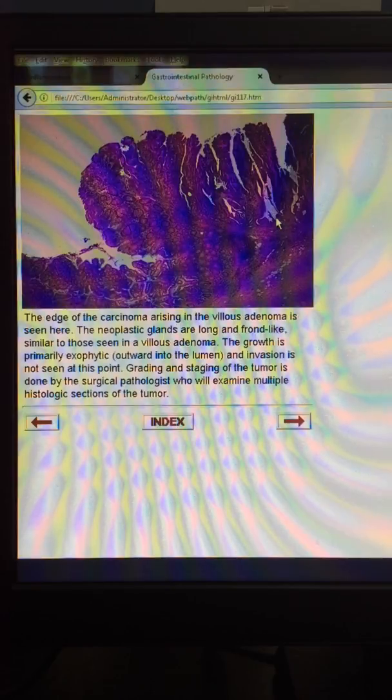Staging means how deep the tumor is invading through the colon wall. As we mentioned before, if it is limited to the mucosa, it is considered a T1 tumor. Infiltration of submucosa and muscularis will be considered a T2 tumor. Invasion beyond the muscularis into the pericolonic fat is T3, and involvement of the serosal surface or infiltration into adjacent structures is considered T4. Okay?